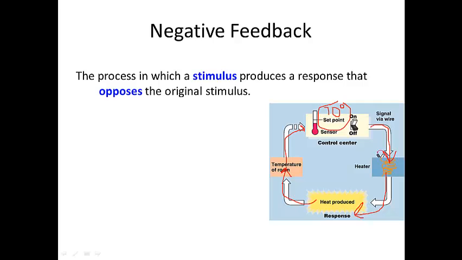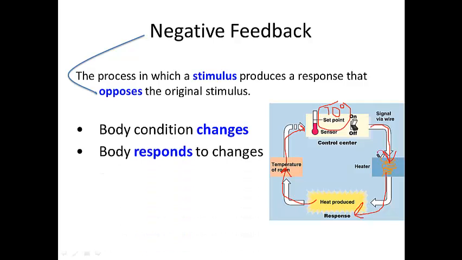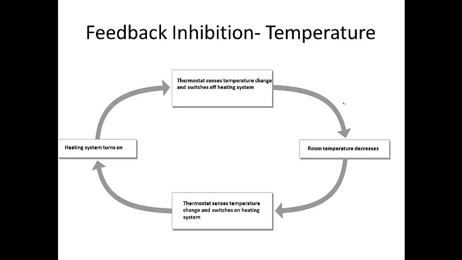So this is exactly how our body works. Our body condition changes, say our temperature. Our body has to respond to that change to return back to the normal temperature. So this is the same exact example of the heating, but in a different way. This can be called negative feedback, or it can be called feedback inhibition.